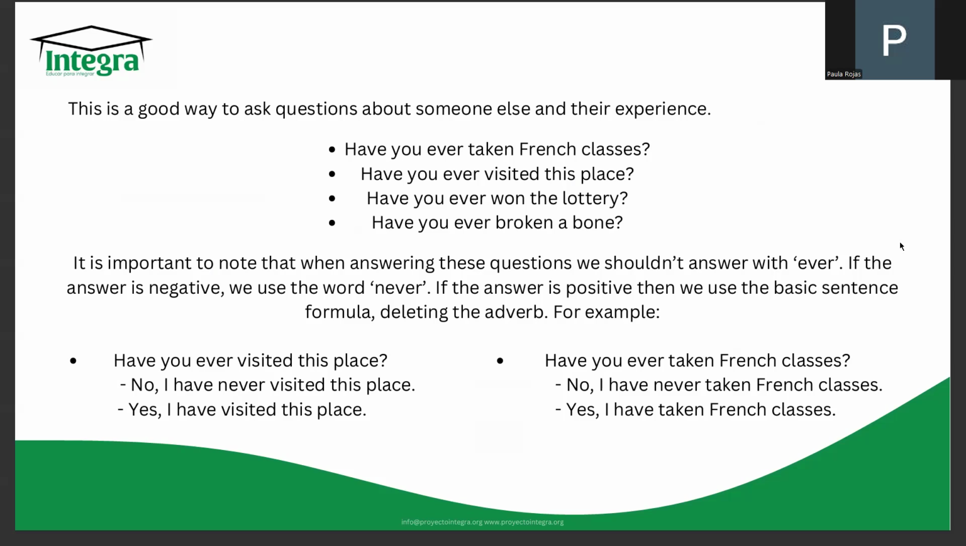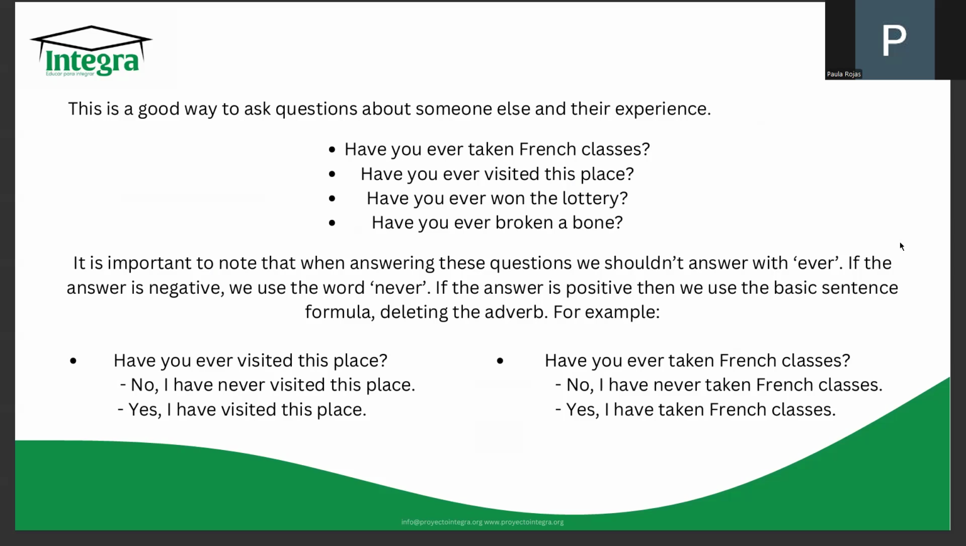It is important that when answering these questions, we should never answer with ever. This is very important because it's easy to make the mistake. But we don't answer with ever. We answer with the word never in case that it's negative. If we answer in a positive way, then we just delete the adverb and we keep the sentence simple, like we saw at the very beginning, right? The very basic structure of the sentence.